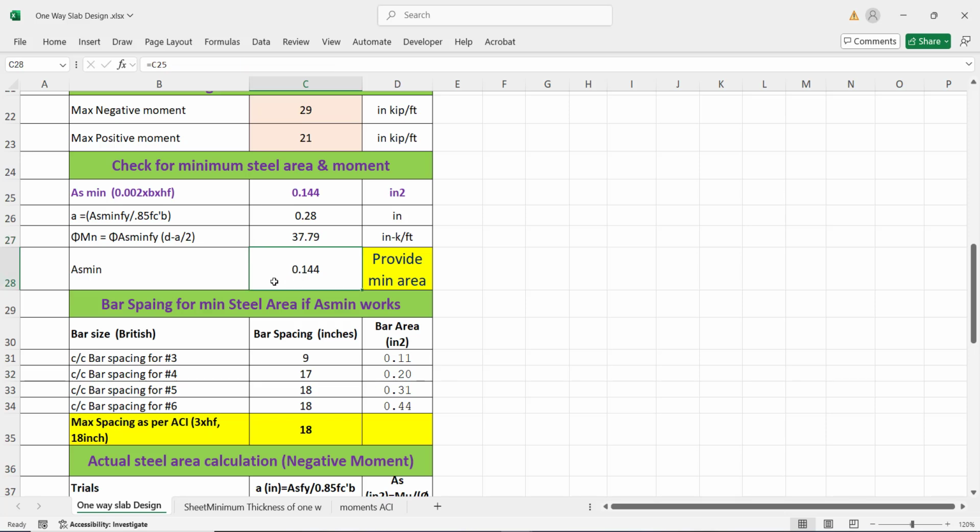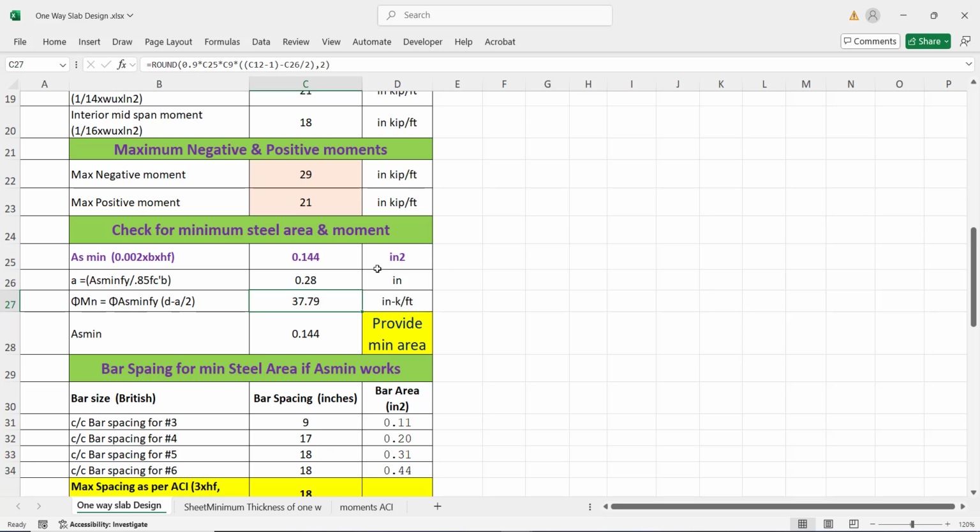This is the capacity and the demand. So as minimum is 0.002. Suppose this is a formula that if this moment is greater than these two moments, we will go for the minimum area, because this 37.79 is more than 29 and 21. So if we compare, it means the minimum area allowed by the code is 0.144.